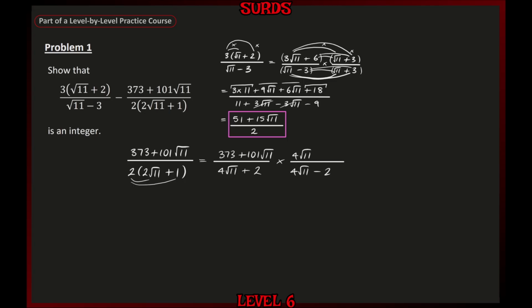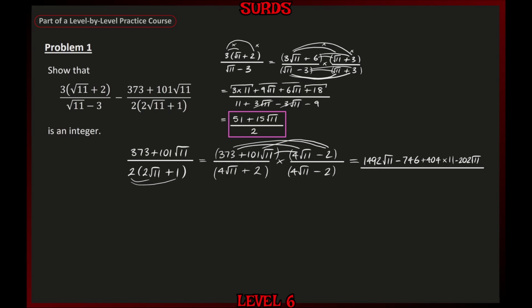You can write exactly the same on the top, and again, just ensure that everything goes into brackets. So if we expand the numerator, we have 373 multiplied by 4 root 11, and this gives us 1492 root 11. Next we have 373 multiplied by minus 2, and this gives us minus 746. Next we have 101 root 11 times 4 root 11. Well, 101 times 4 is 404, and root 11 times root 11 is just 11, so we get 404 times 11. And finally 101 root 11 multiplied by minus 2 gives us minus 202 root 11.